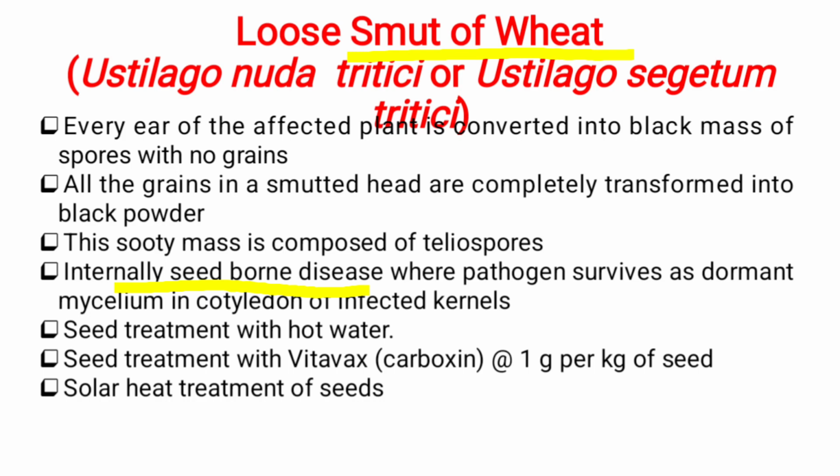Okay, and again I have already told you that it is internally seed borne, as the fungus survives in the internal part of the seed in a dormant position. Now since it is internally seed borne, you have to go for seed treatment, so that is the best method to manage seed borne diseases. These methods include seed treatment with hot water, seed treatment with Vitavax, and solar heat treatment of the seeds. These are the different methods that you can adopt for managing this particular disease.